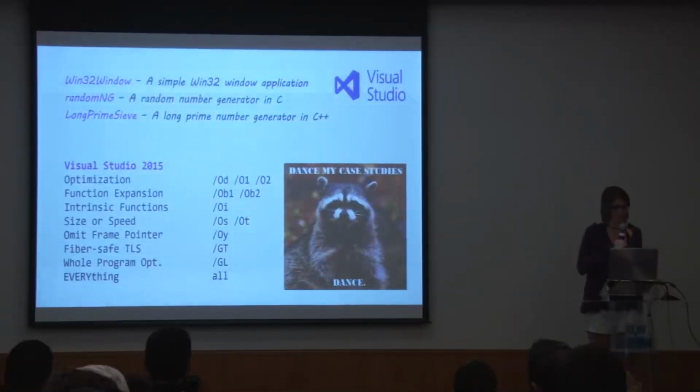But anyway, the code names are Win32 Window, randomng, which is a C-based random number generator, and longPrimec, which is a C++-based prime number generator. These are just random source projects that I downloaded from the Microsoft website. I went to download stuff from the Microsoft website because it turns out if you take those projects and load them into Visual Studio, they will just compile without any issues.